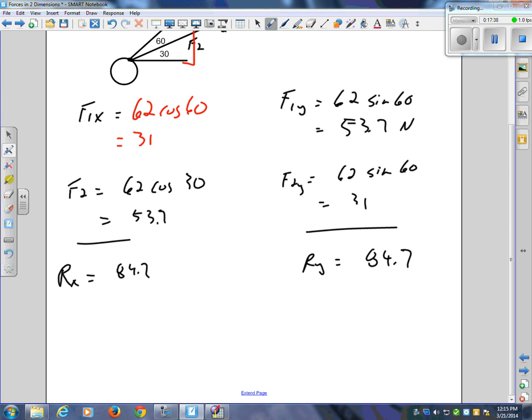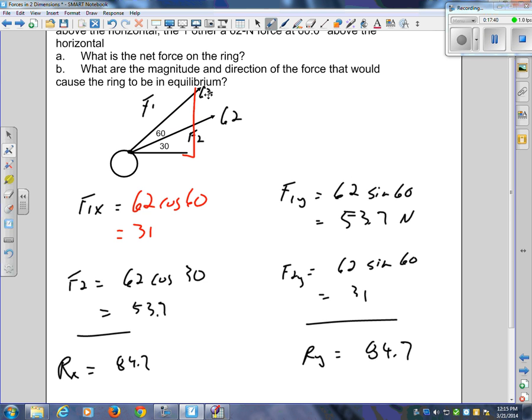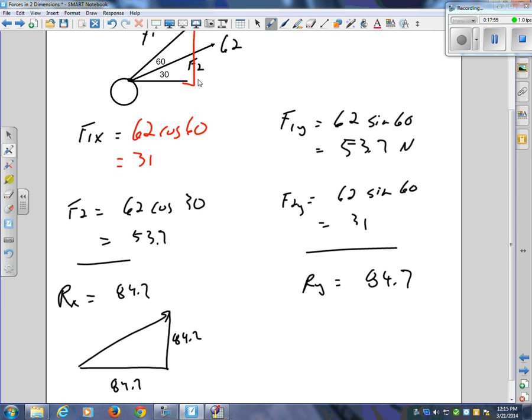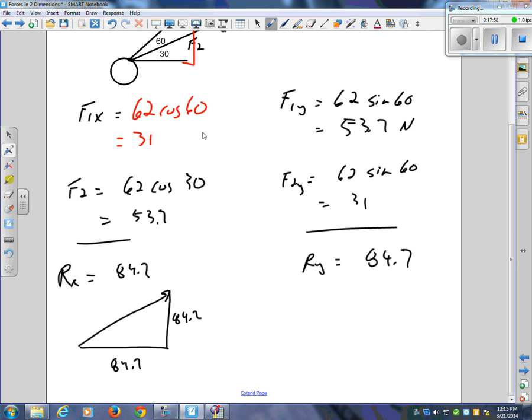Now, it does say what's the net force on the ring, so I guess I actually have to do this. 84.7, 84.7, right? Only to match the picture here. Oh yeah, that's fine. So my R squared is going to be 84.7 squared plus another 84.7 squared. So my R is going to be 119.77. We'll say 119.8.